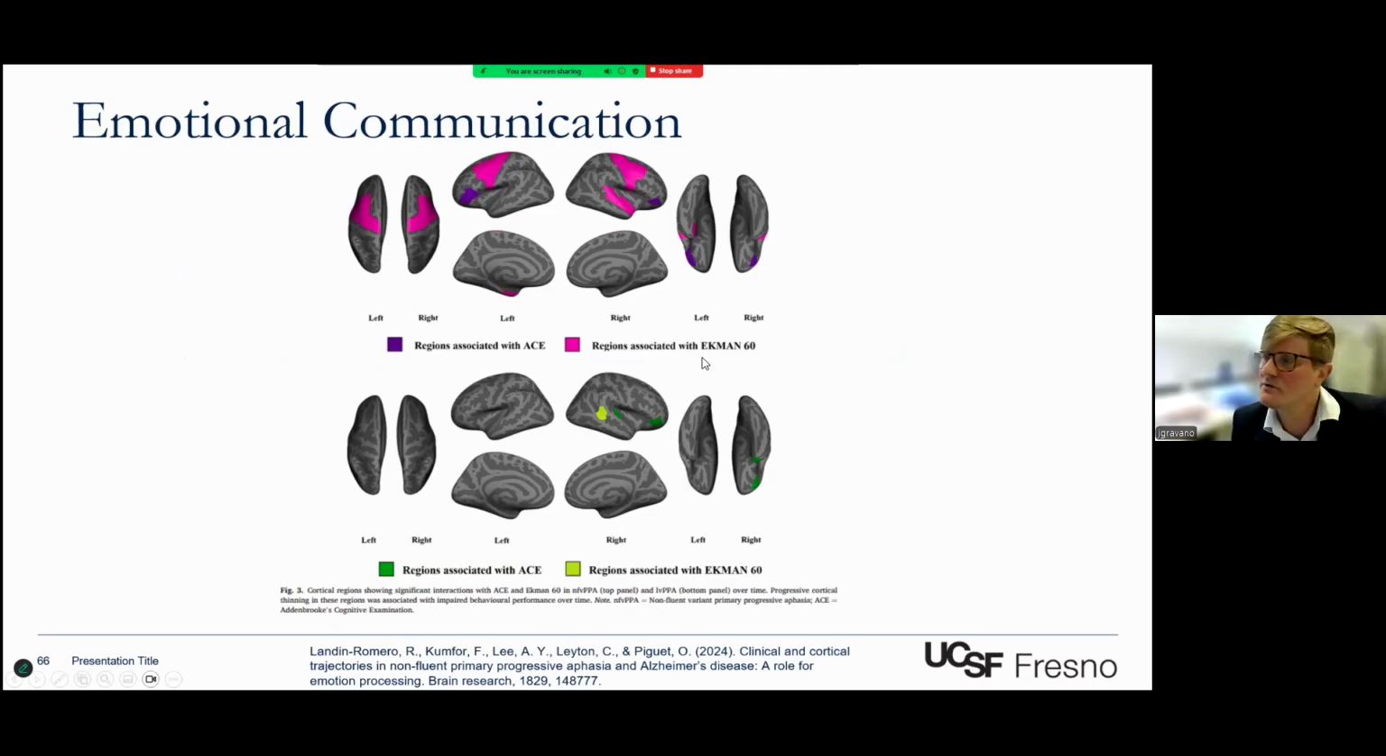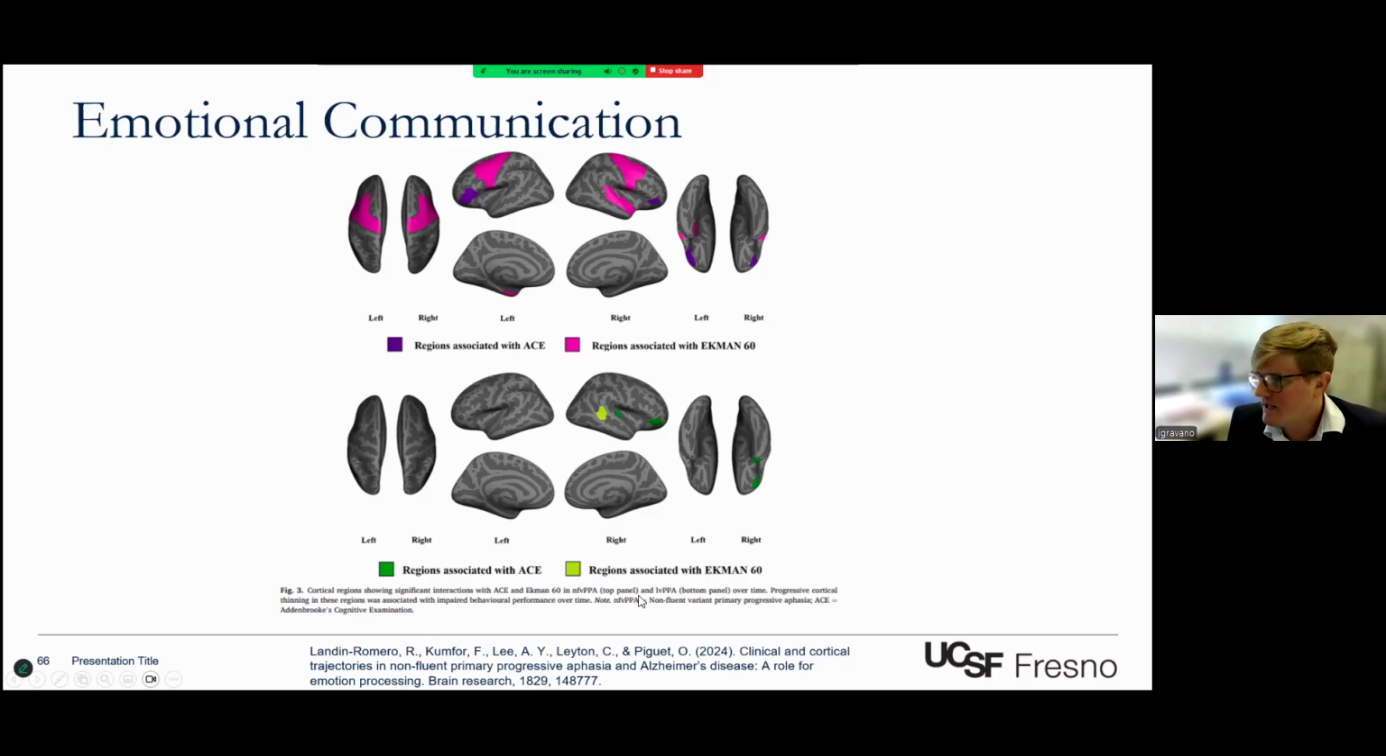Emotional communication disorder is something of interest to me. And what this quick diagram shows is that yes, there is a change in emotional perception, so the Ekman faces of emotional expression, and they don't necessarily overlap with the regions that are associated with cognitive disruptions. And so you could see that again here as well.